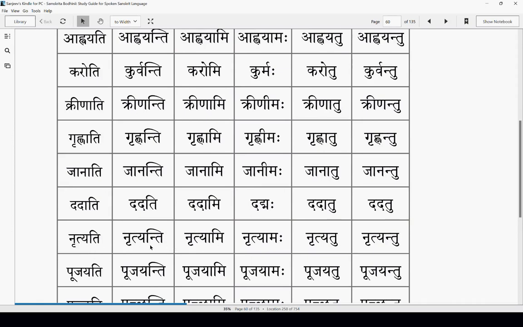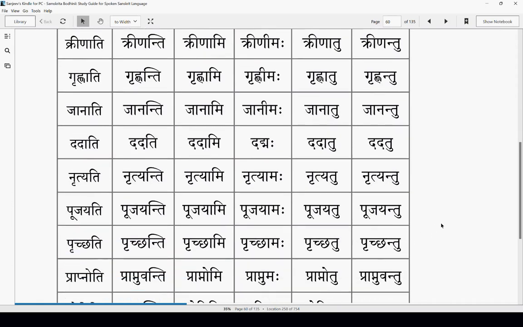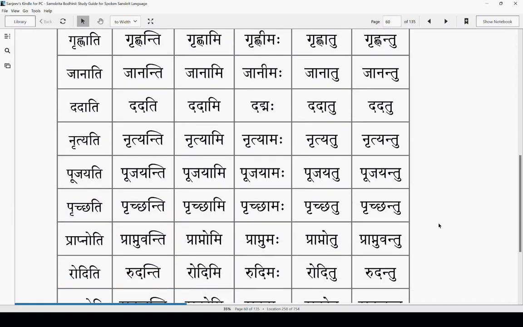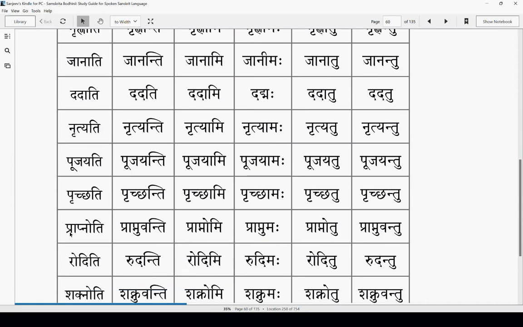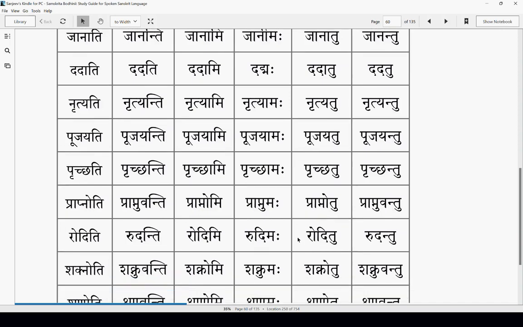Nrityati, nrityanti. This is simple. Nrityati, nrityanti, nrityami, nrityamah, nrityatu, nrityantu. Pujayati we also seen. Prachati we also seen. Prapnoti. This is like shrunoti. Prapnoti, prapnuvanti. Now shrunu becomes shrunvanti or shrunuvanti. Shrunoti, shrunvanti, shrunomi, shrunumaha. Shrunotu, shrunuvantu. Little bit difference. Prapnoti, prapnuvanti, prapnomi, prapnumaha, prapnotu, prapnuvantu.